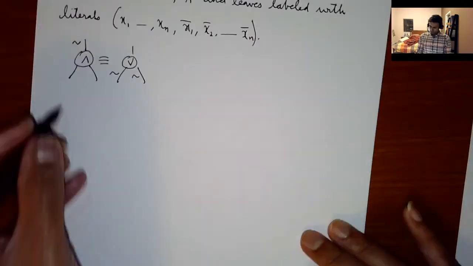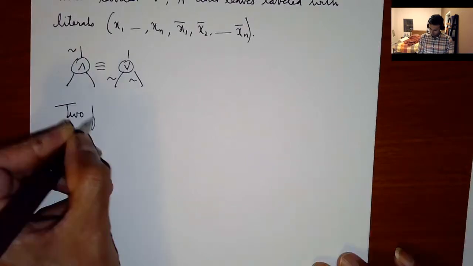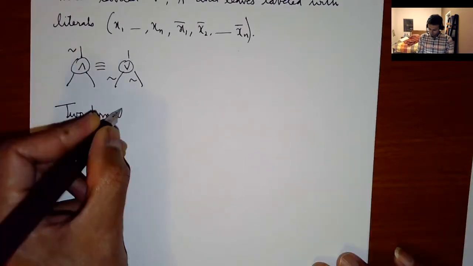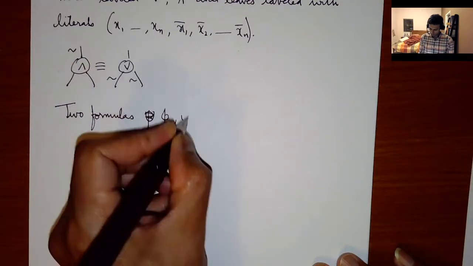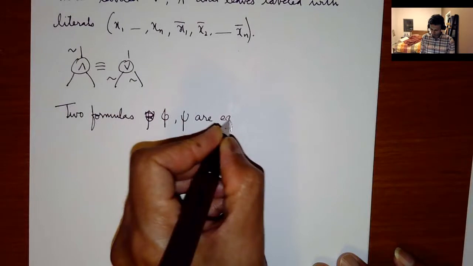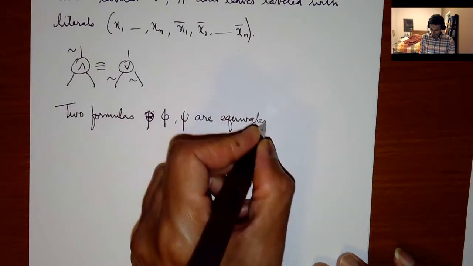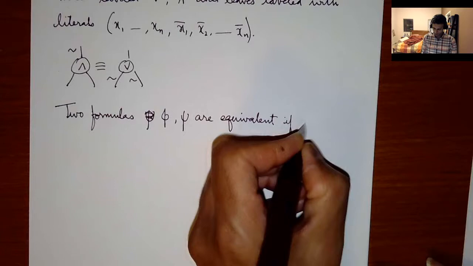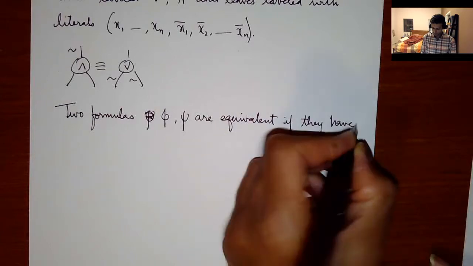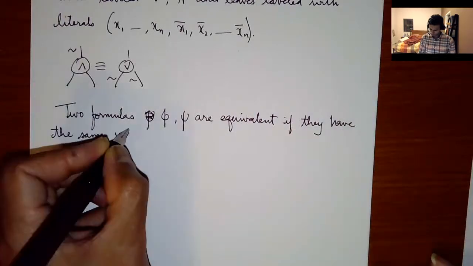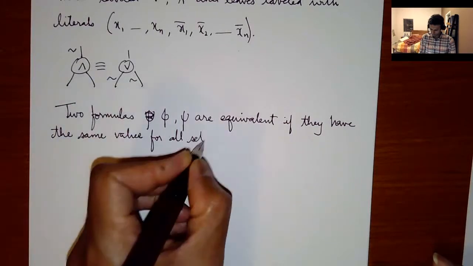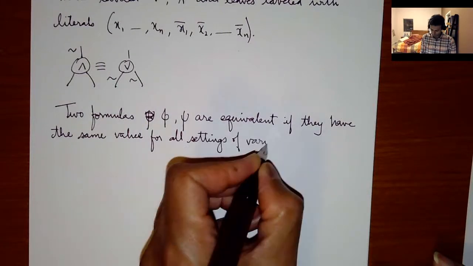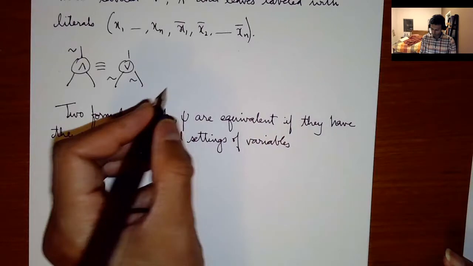And I'll say two formulas, phi and C, are equivalent if they have the same value for all settings of variables, of two formulas over the same variables.